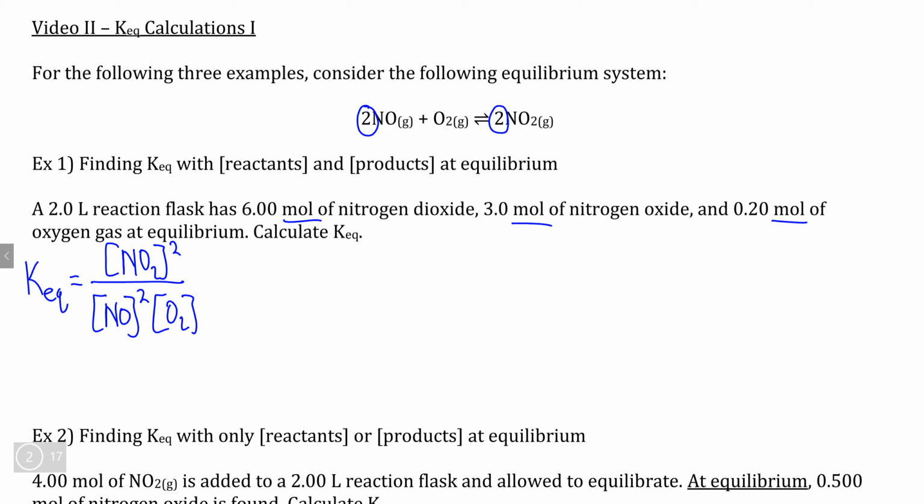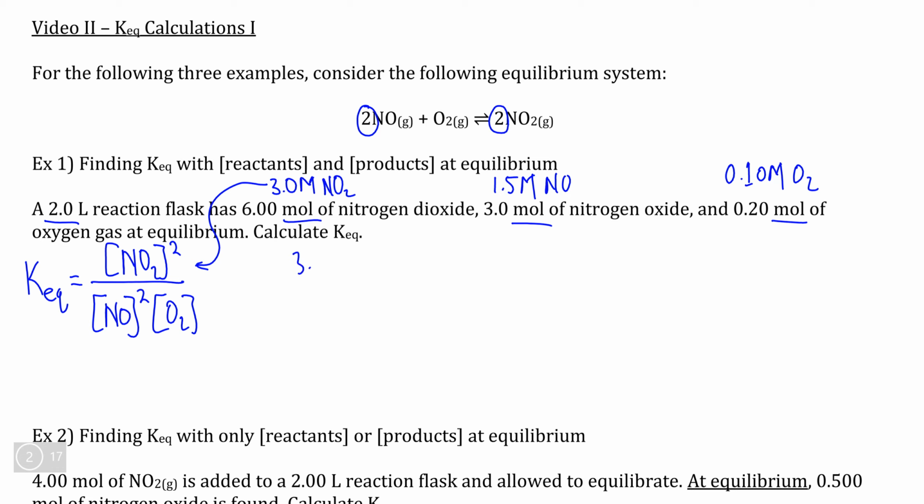So 6 moles of nitrogen dioxide divided by 2 liters comes to 3.0 moles per liter of nitrogen dioxide, taking 2 significant digits into account. 3 moles of nitrogen monoxide divided by 2 liters comes to 1.5 moles per liter, and 0.2 moles of oxygen gas divided by 2 comes to 0.10 moles per liter, and now all we need to do is take these concentrations and substitute them into our KEQ formula.